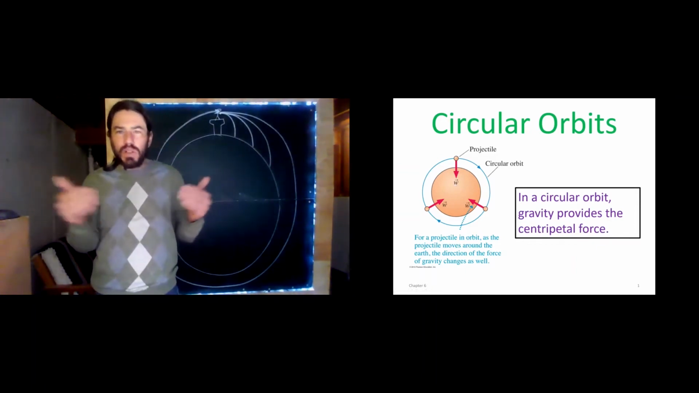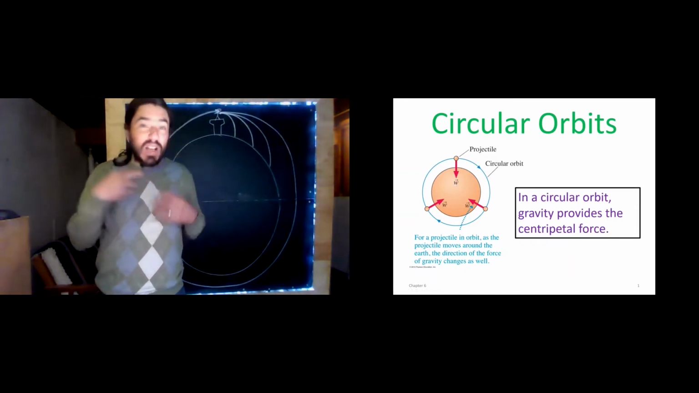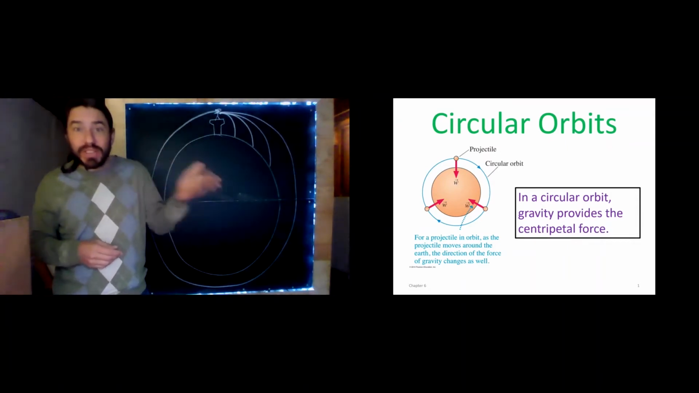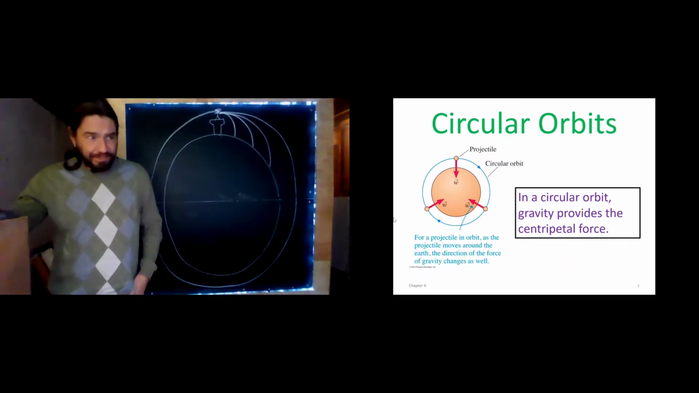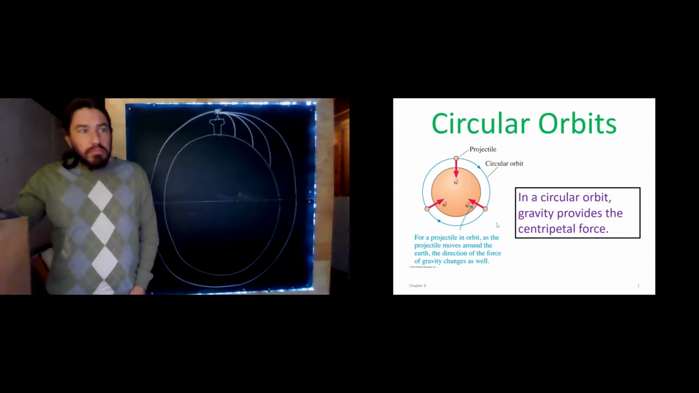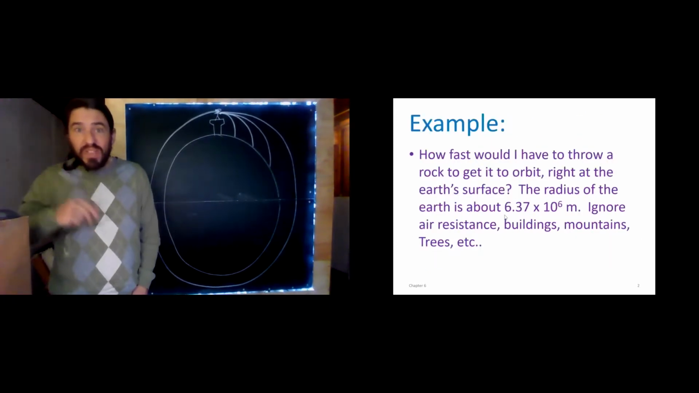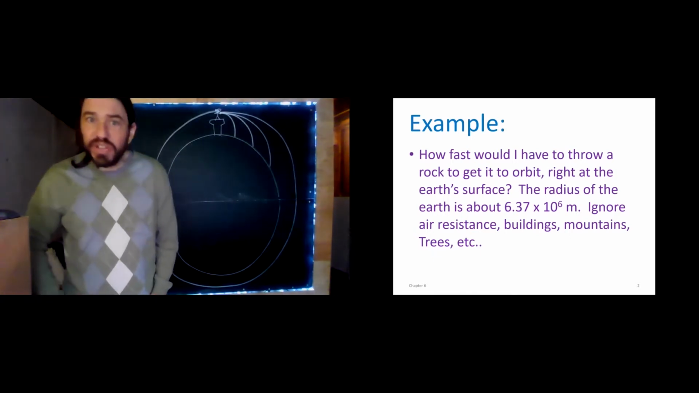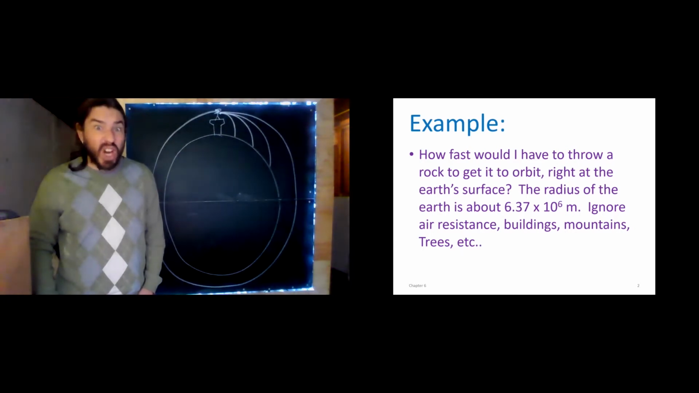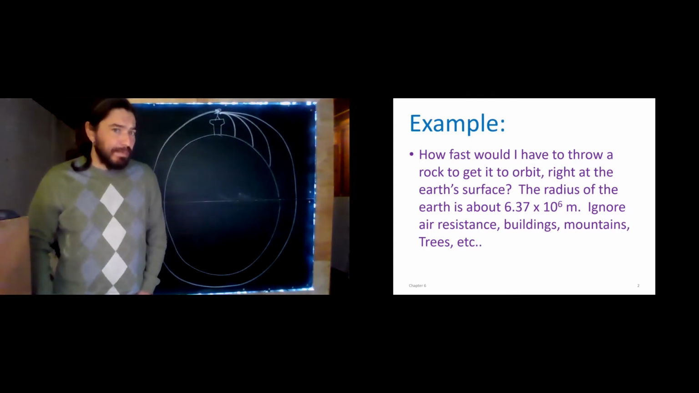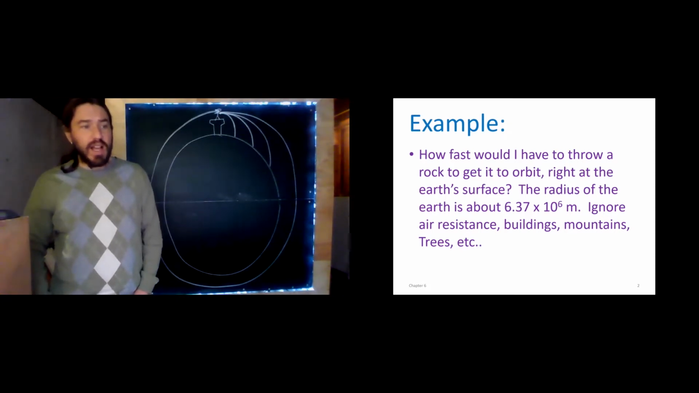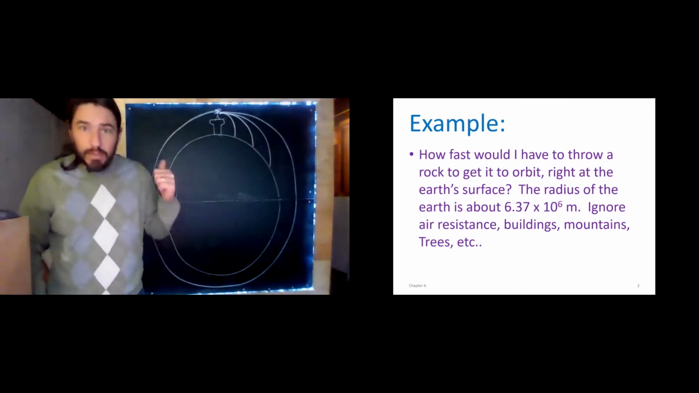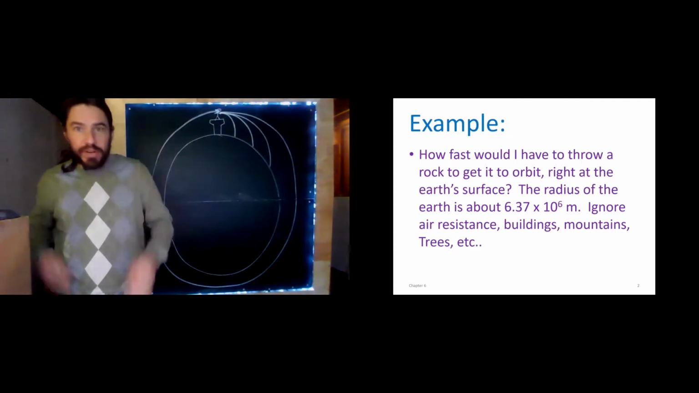Well, we know that a force pulling towards the center of some circular motion is providing the force that causes centripetal acceleration. And so it's causing this object to accelerate in a circular fashion. We can actually do a calculation and figure out how fast I have to throw that rock. So here's an example. How fast would I have to throw a rock to get it to orbit right at the Earth's surface? This is a thought experiment. This would be hard to perform in real life. For the sake of this problem, let's ignore air resistance, buildings, mountains, trees, all the kind of stuff that makes this really impractical. Okay, let me clear off my board and we're going to do it.